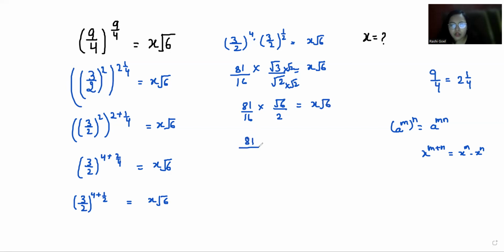Now to find the value of x from the right hand side, I am going to divide by root 6 on both sides. So we can cancel out this. So 81 by 32, we can cancel out this x. So the value of x is 81 by 32.